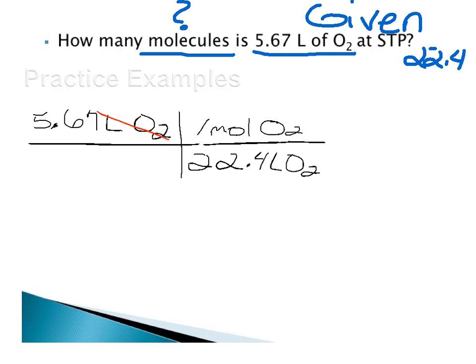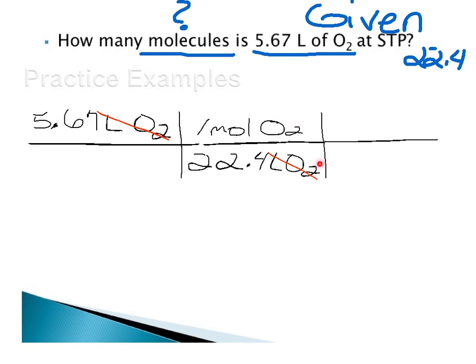We set it up like that. Our liters of O2 will cancel. We're left with moles. Question is asking us for molecules. Moles and molecules are not the same thing. So we're not done. We need to keep going. Now, 1 mole of anything is equal to 6.02 times 10 to the 23rd representative particles. In this case, molecules is the representative particle.